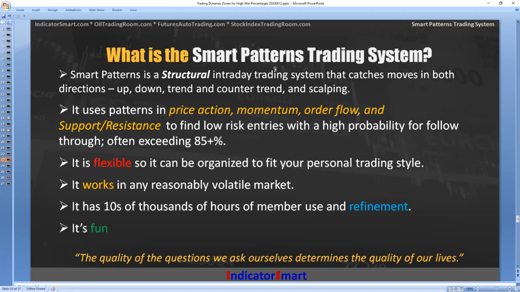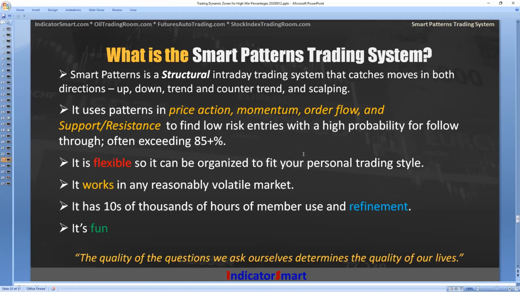The Smart Patterns Trading System, the components that we've been using and talking about, I developed years and years ago. Probably the difference between what I have to offer, and I could say this for Shark too, is that I don't have a new product. It's very rare that I roll out a new product like what I've done today. Why? Because the old stuff works.